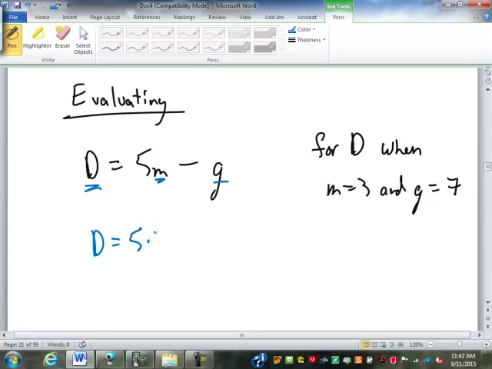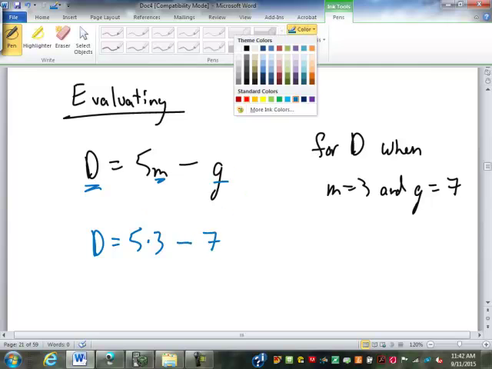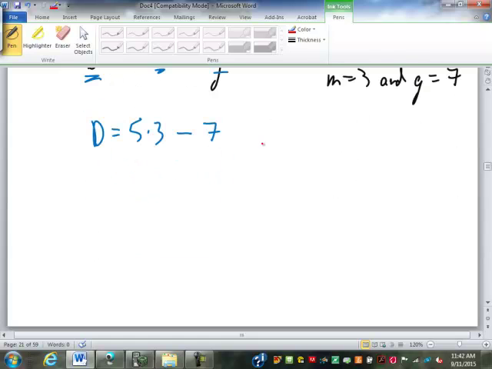5m is 5 times 3. I replaced the m with 3. 5m is really 5 times m, so it becomes 5 times 3. Minus g is 7. So I put 7 in where the g is. 5 times 3 is 15, minus 7 equals 8. D equals 8. What do you think? Not as bad? That's better?